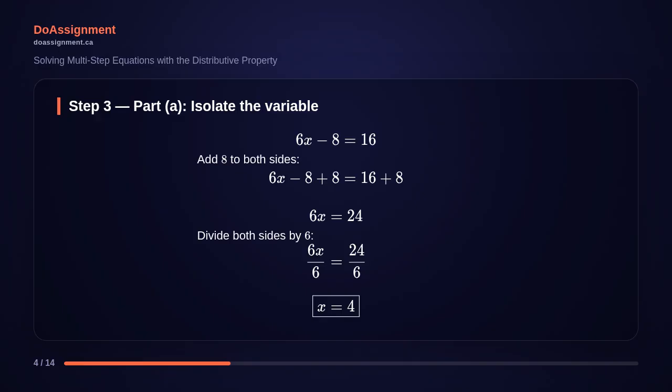To isolate 6x, add 8 to both sides. 16 plus 8 is 24, so 6x equals 24. Then divide both sides by 6. 24 divided by 6 is 4. Therefore, x equals 4.